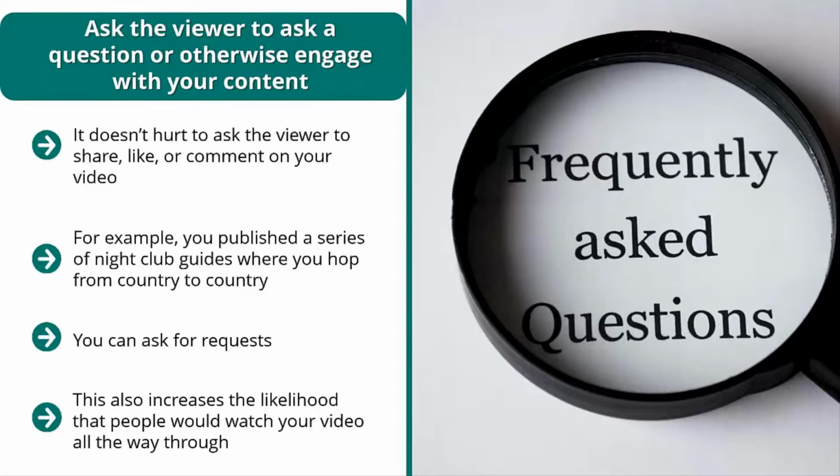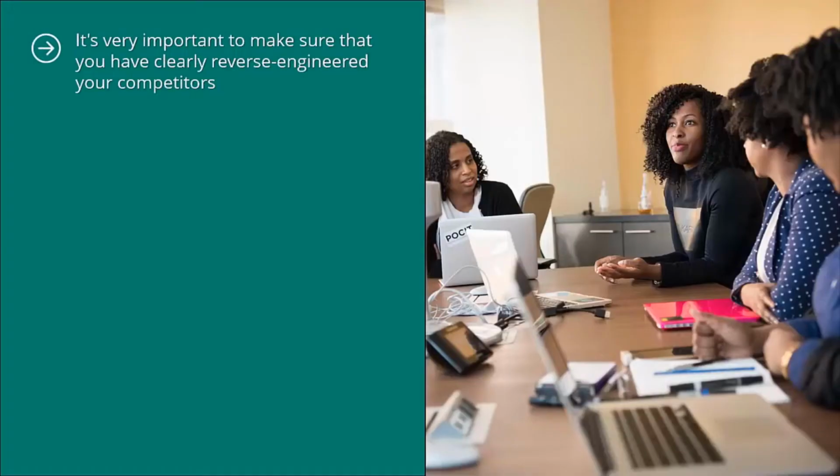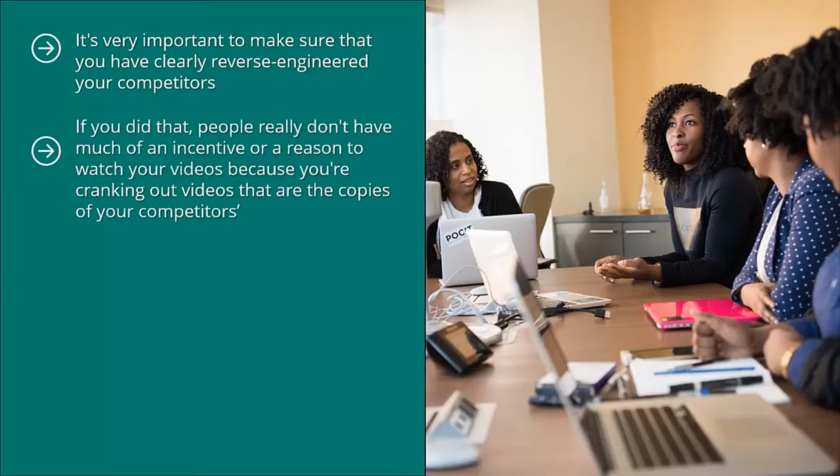However, for you to reach this stage, you must first create videos that completely demolish your competitors by packing in a lot more value. Figuring out the different types of video marketing. It's very important to make sure that you have clearly reverse engineered your competitors. If it turns out that they are cranking out a specific type of video, you need to follow suit. Like I said, you don't have to copy and paste exactly what they're doing. If you did that, people really don't have much of an incentive or a reason to watch your videos because you're cranking out copies of your competitors' videos.